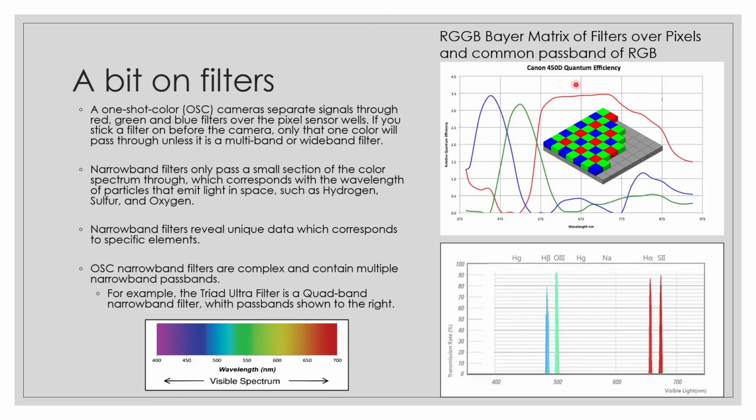So let's focus over here to the right. This is the RGGB Bayer matrix of filters over pixels of a common passband RGB style camera. You could imagine these gray squares are sensor wells, pixels in a camera, and each one of these red, green, or blue blocks represents an actual filter over that pixel well. So if a blue photon is coming into your camera sensor, and it strikes one of your blue pixels, that is going to be registered in the pixel sensor well as a blue signal.